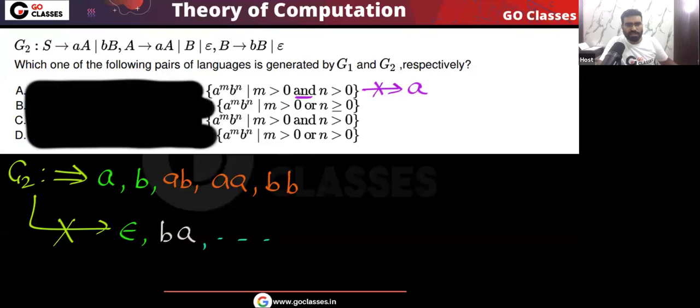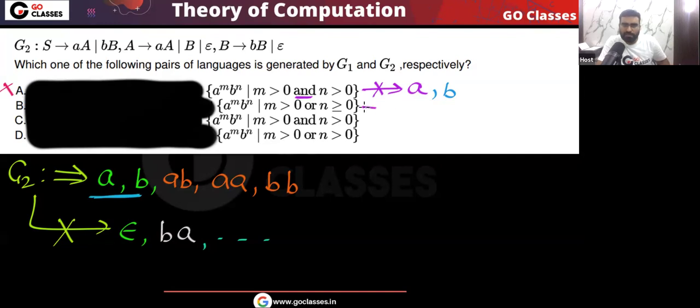Tell me, because you can easily see option A is saying m greater than 0 and n greater than 0. Both are greater than 0. So we don't have a, we don't have b. Yes or no? Is this clear? But actually the grammar is generating a comma b. So this option is gone. Understood? Okay, what about the next?